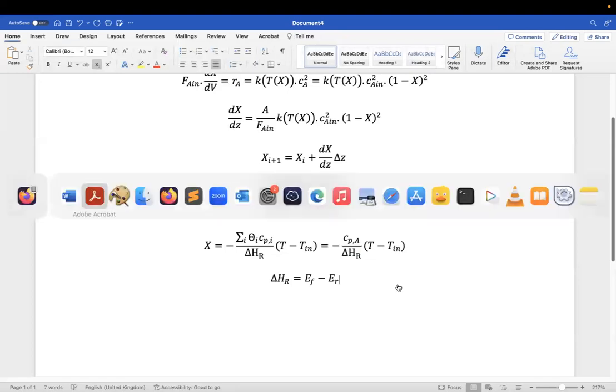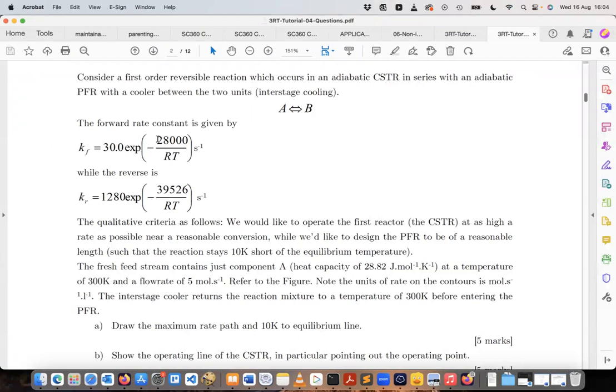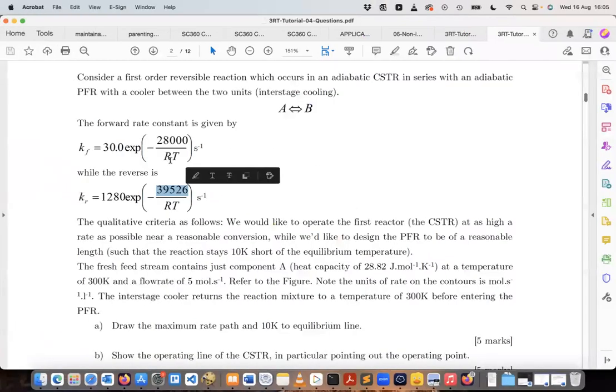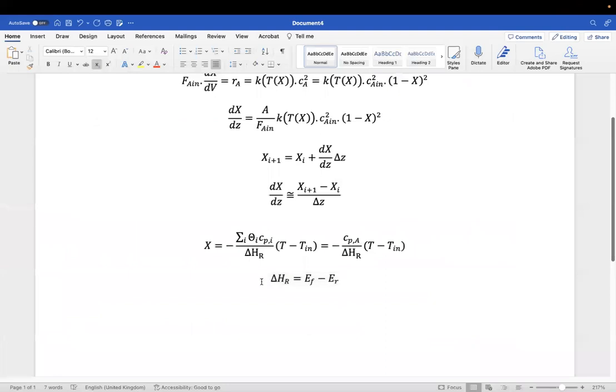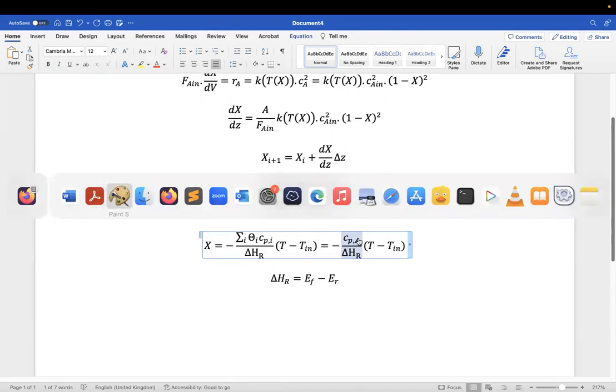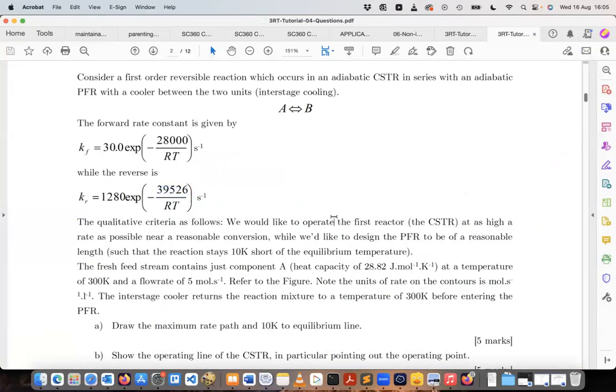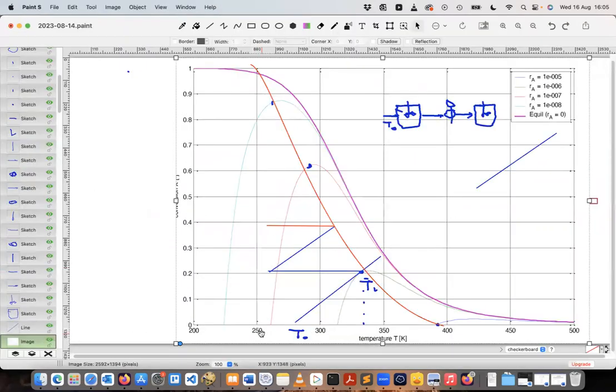If you look at the statement of the problem, we can find the activation energies. Here they are, 28,000 minus 49,526. That would be our heat of reaction. So hidden in this question is the data that you can use to get the heat of reaction. Now you've got the heat of reaction and the heat capacity, so that ratio tells us the gradient of the line. Once you've got the gradient, you can look at your inlet temperature. It says the feed stream is A at a temperature of 300 Kelvin. So we've got the feed stream temperature and a gradient, which means we can draw our line like so.